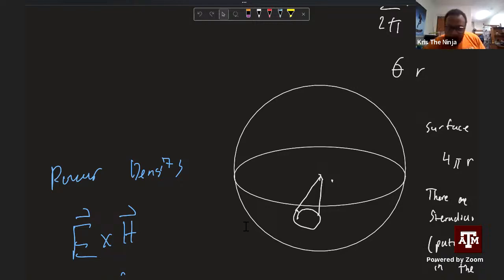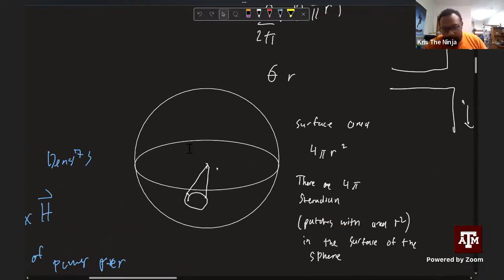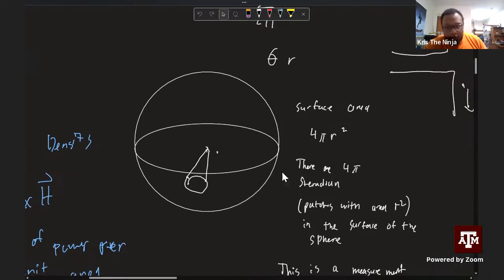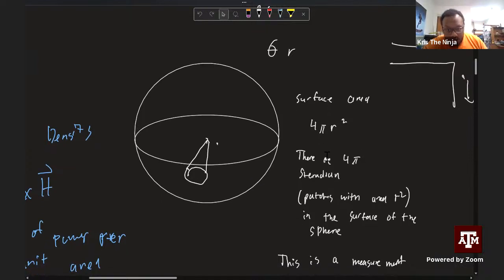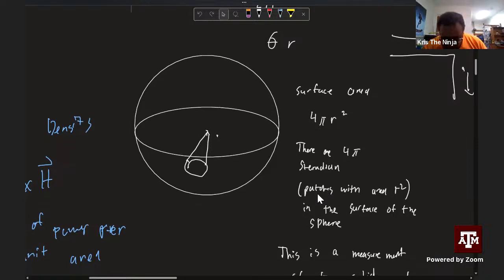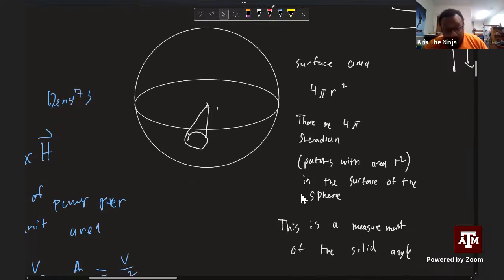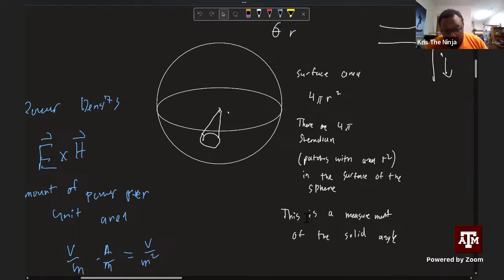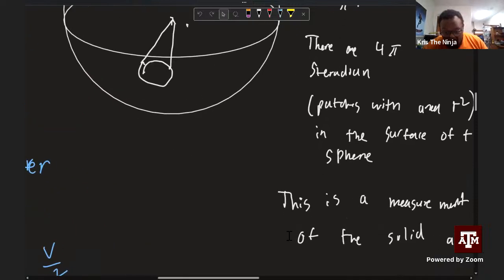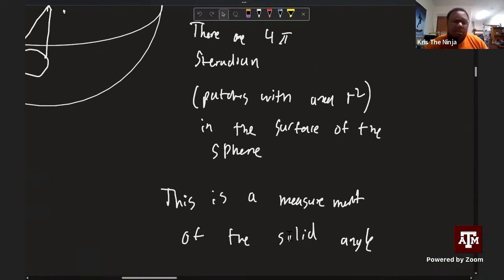So there are miniature circles all over the sphere. The surface area is 4 pi r squared, and there are 4 pi steradians, patterns with an area of r squared, in the surface of the sphere. This is a measurement of the solid angle. I hope that's what that says. I really hope that's what that says.